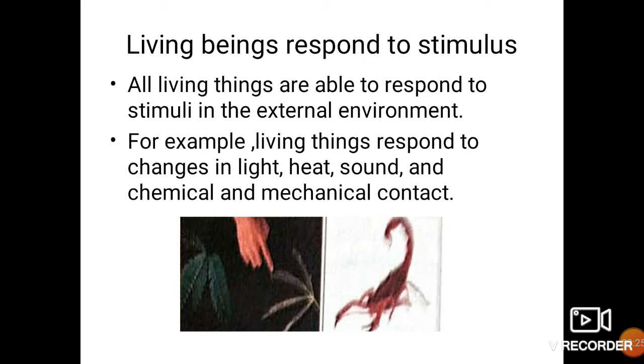So in the picture we can observe the folding of leaves when touched in the touch-me-not plant, the stinging of a scorpion when some external thing touches it, and similarly, the sunflower plant turning towards the sun. So these are the ways that organisms respond to stimuli.